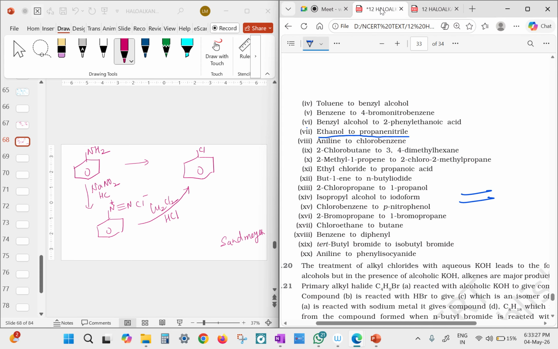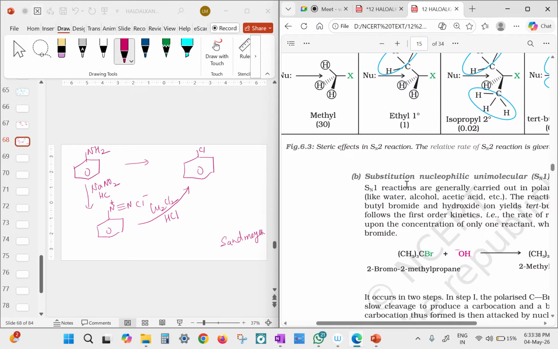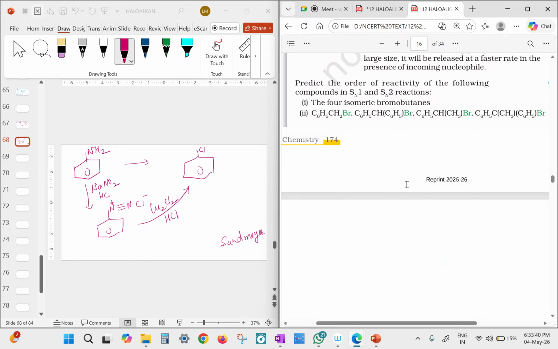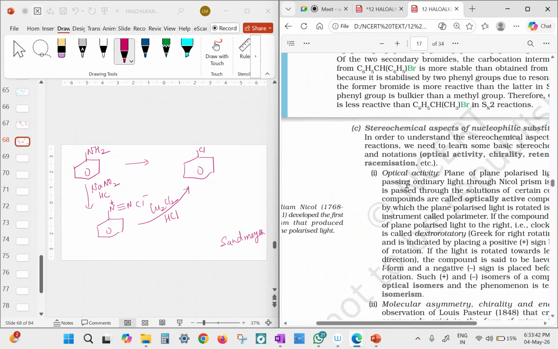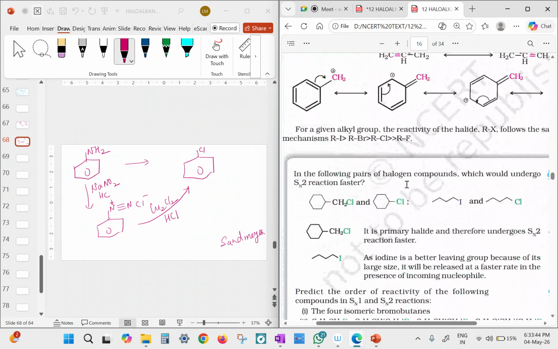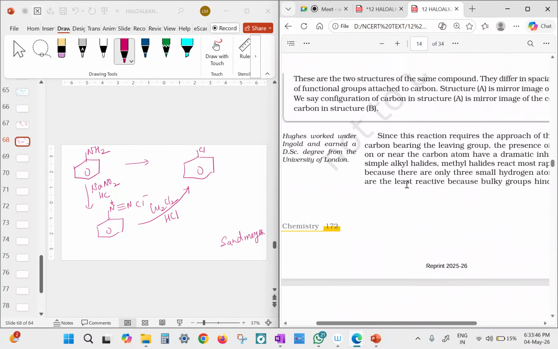Let it come. We'll go to the next one. I'll show you those things. Okay, is that fine? Aniline to chlorobenzene is fine, children? Aniline to chlorobenzene. Yes. Okay.